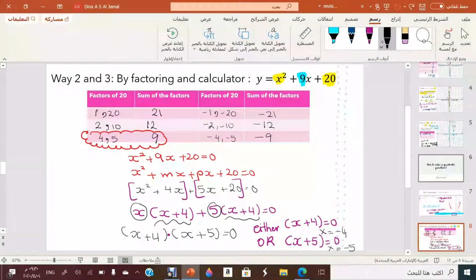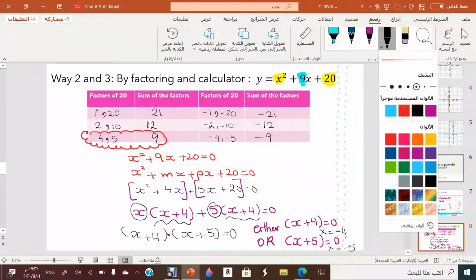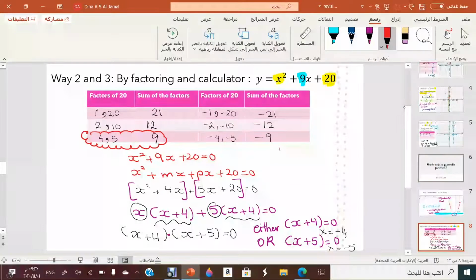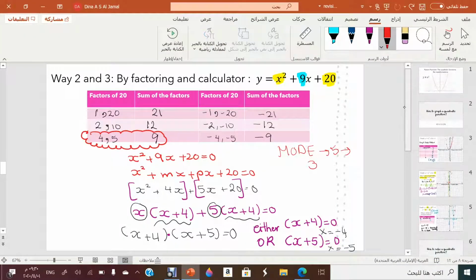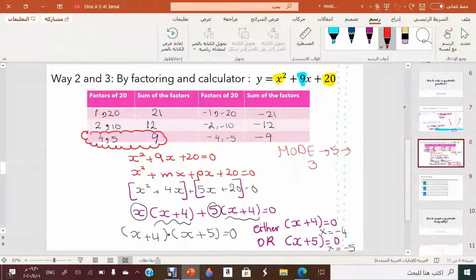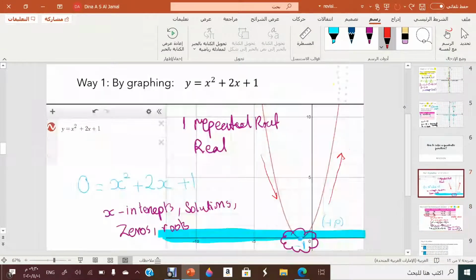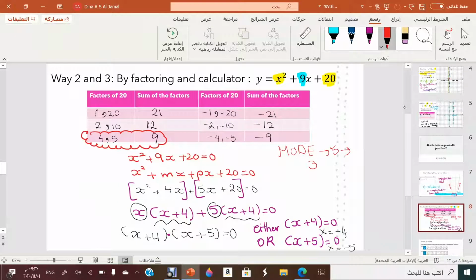If you would like to check, you can use the calculator method, which is you must press on mod, then go to 5, then 3. With this, I summarized for you how can you get it using graphing, then using factorization and the calculator.